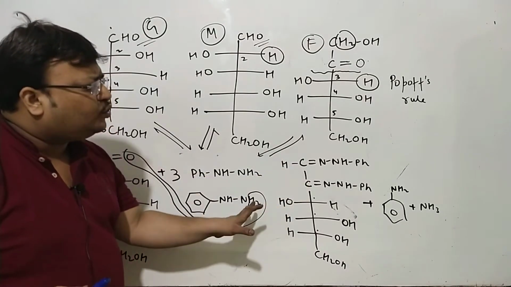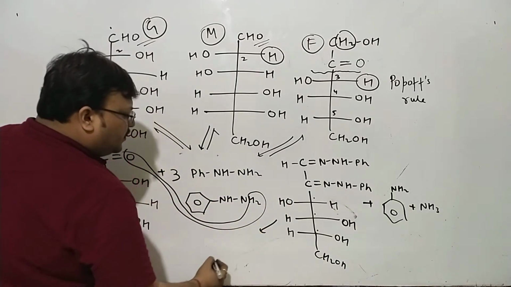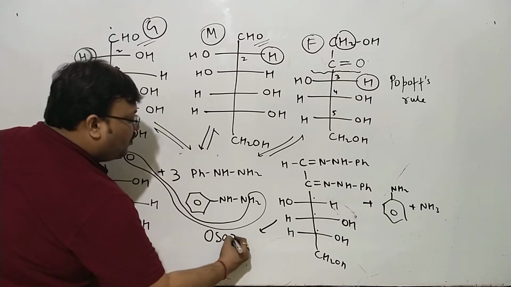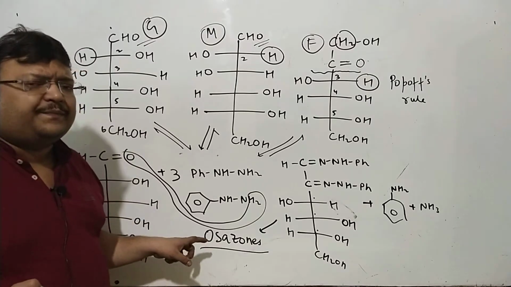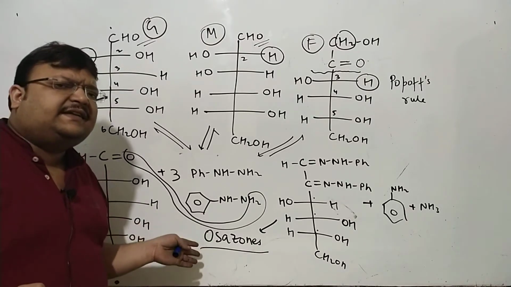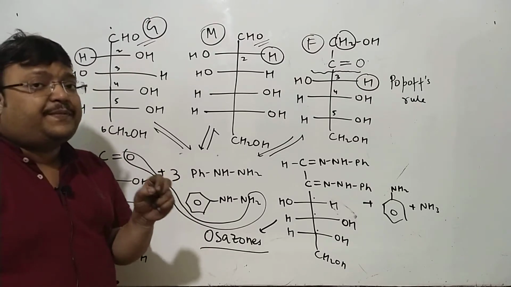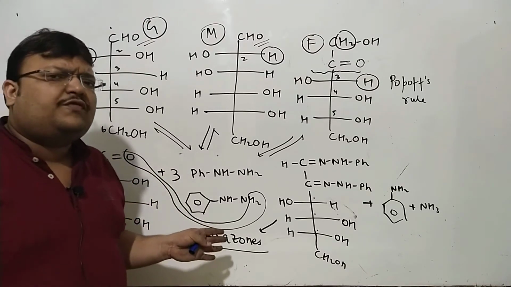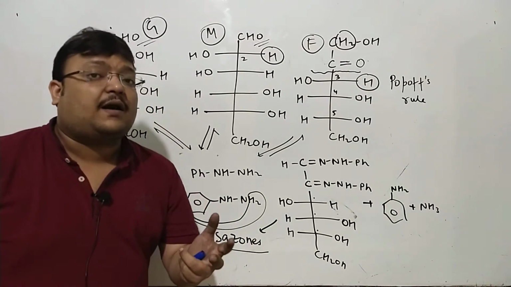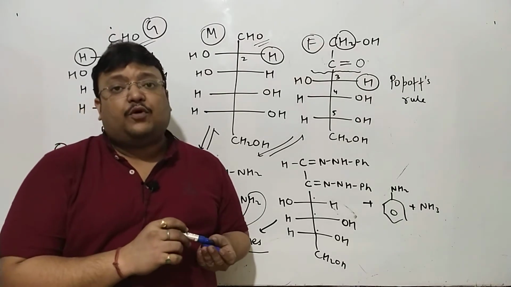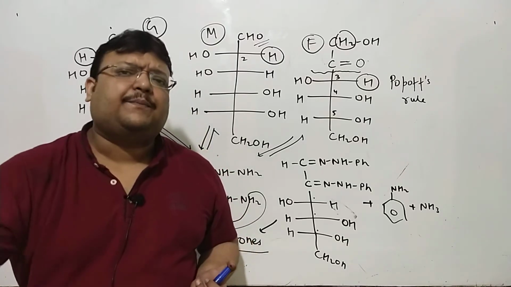Now the phenylhydrazone of a sugar has a very particular name. They are called osazones. And osazone formation, because they are crystalline solids having specific melting points, osazone formation is a very popular way to detect a carbohydrate. Because a carbohydrate will give you a particular osazone with a particular melting point.